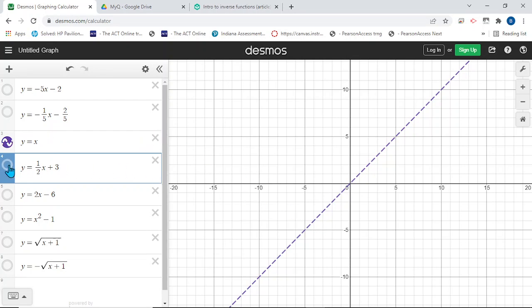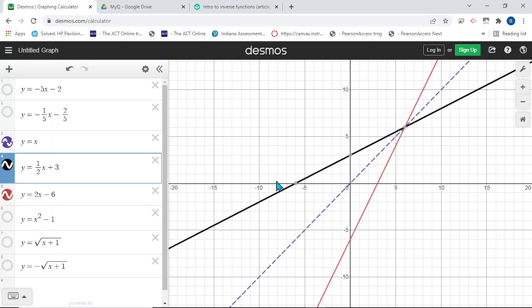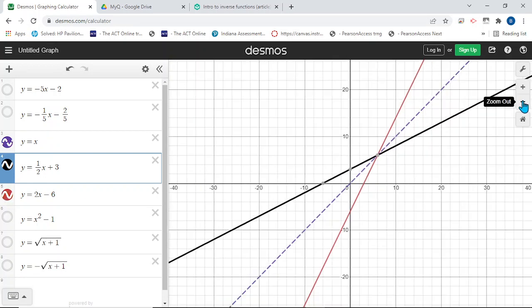Okay, so the original function, there it is in black. The inverse, 2x minus 6, is in red. We'll zoom out a little bit so we can see it all a little bit better. And there it is. Again, you can see the way they're sort of reflections of each other off that line y equals x. Or you could say you rotate the function around the line y equals x and you get its inverse. Okay, so let's look at the last one.